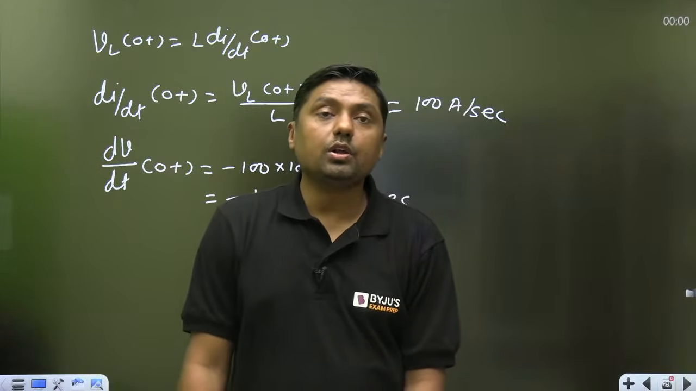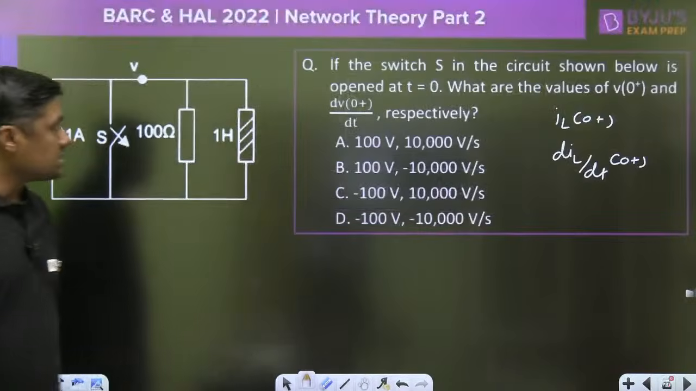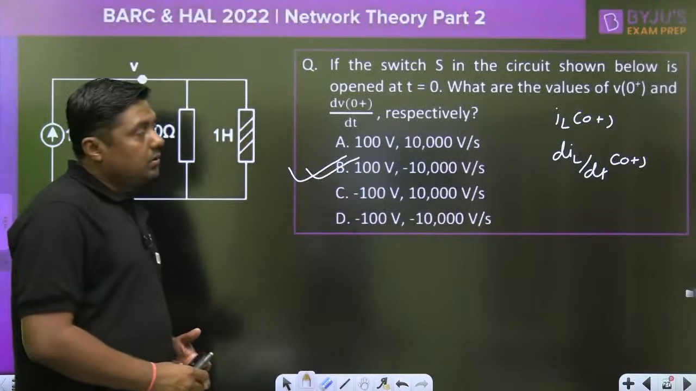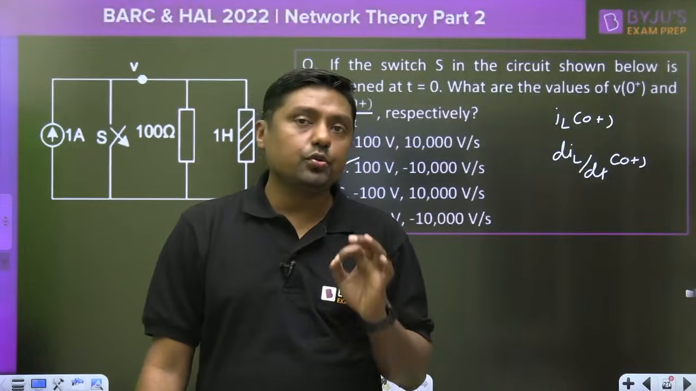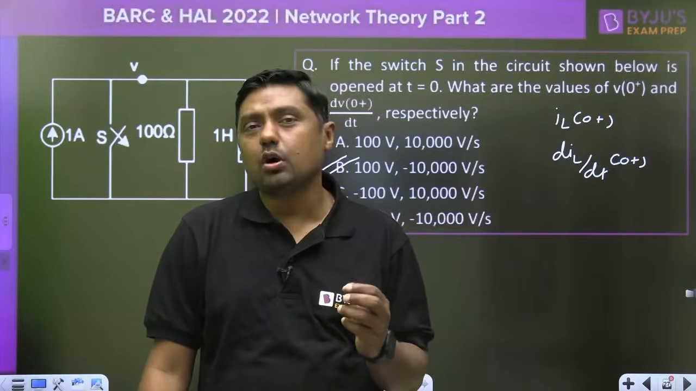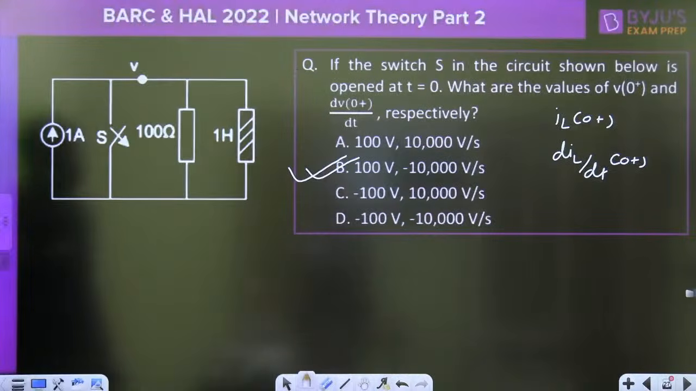Shruti Goyal, you are giving 100 and minus 10,000. Absolutely correct. This is answer B. This type of question can be solved without a calculator, within 1 to 1.5 minutes, so you can solve these questions in 60 to 90 seconds.